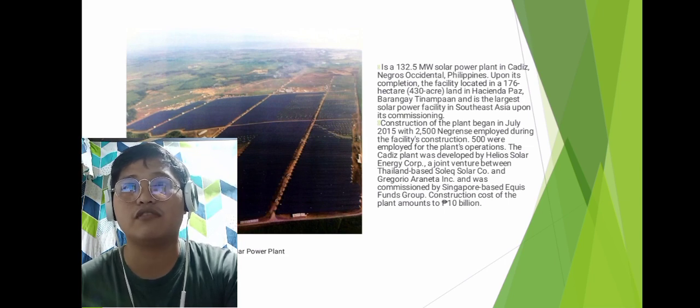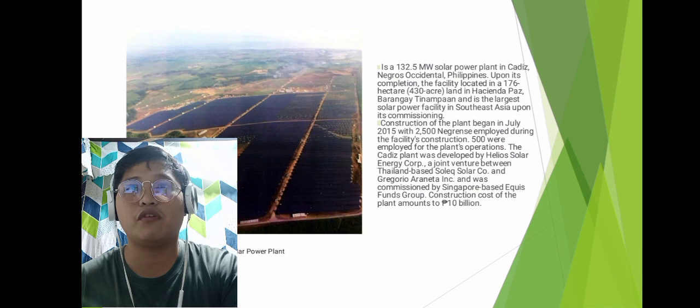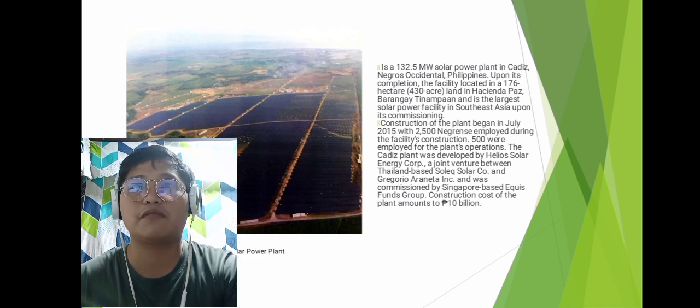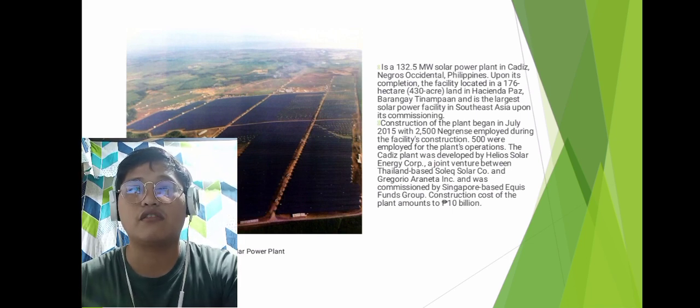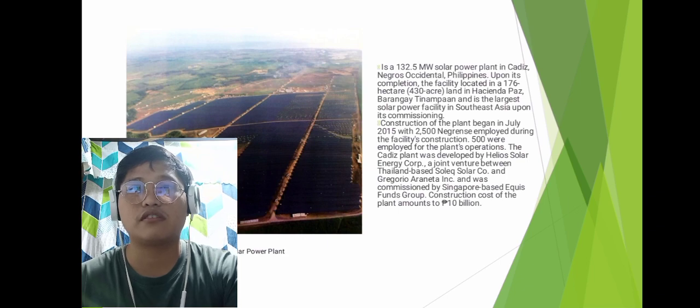Construction of the plant began in July 2015 with 2,500 workers employed during the facility's construction. 500 were employed for the plant's operations. The Cadiz plant was developed by Helios Solar Energy Co., a joint venture between Thailand-based Select Solar Corporation and Gregorio Araneta Incorporated, and was commissioned by Singapore-based Equis Funds Group. Construction cost of the plant amounts to 10 billion pesos.